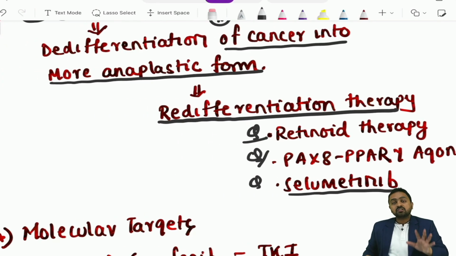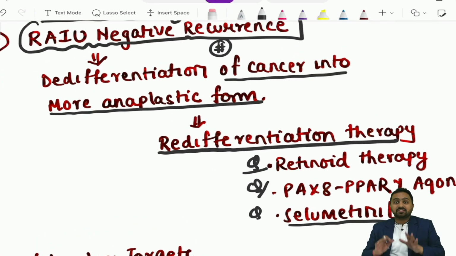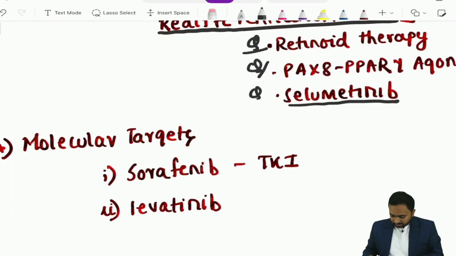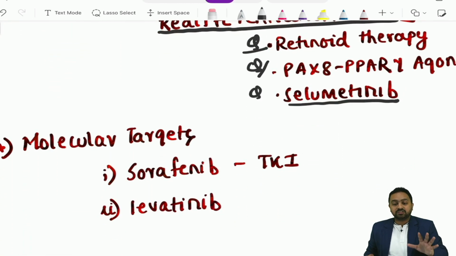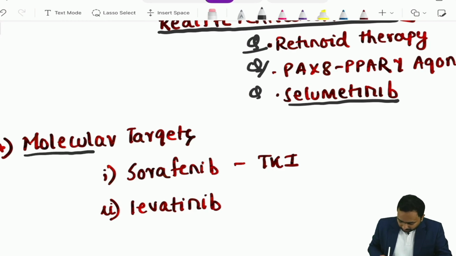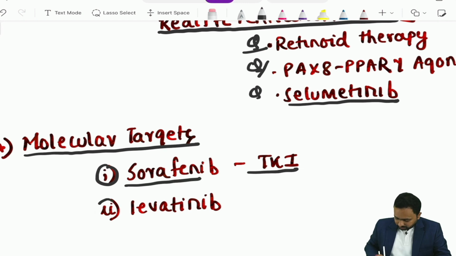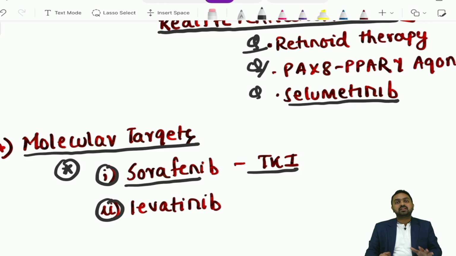Right. So these are a few important points with respect to management of differentiated thyroid carcinoma, and the last point that we shall discuss is regarding molecular targets. So remember the names of sorafenib, which is a tyrosine kinase inhibitor, and lenvatinib, which have been used in differentiated thyroid carcinomas.